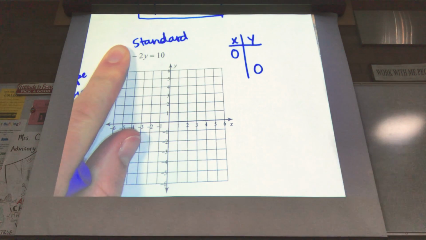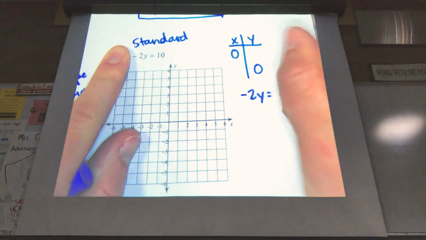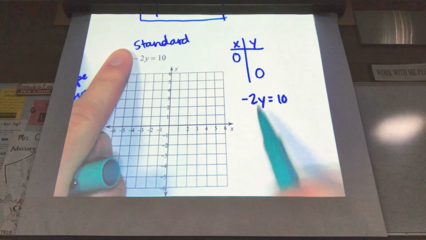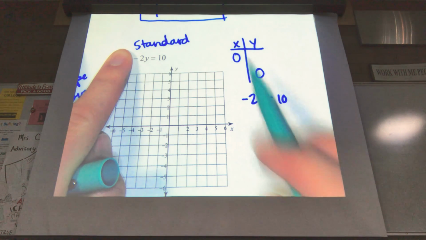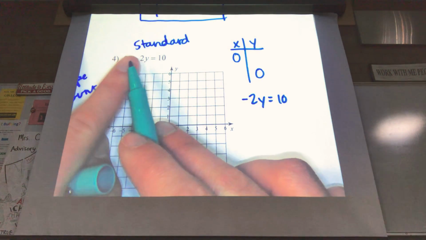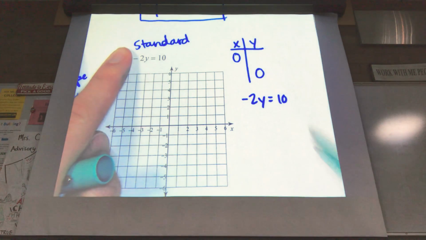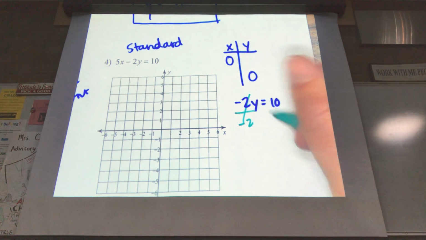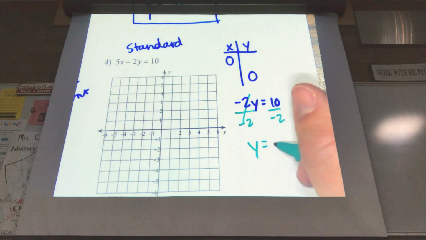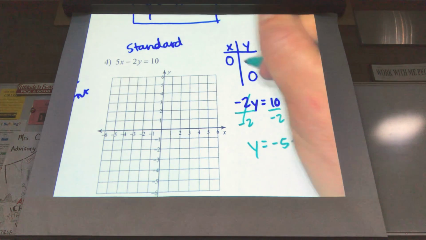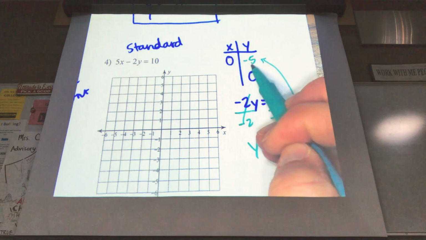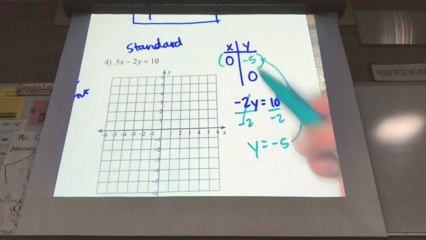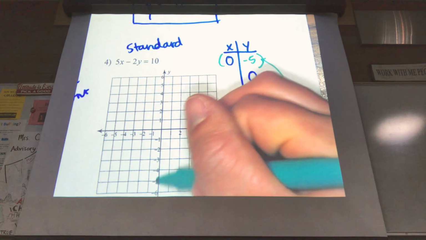So now our equation down here is negative 2y equals 10. Let's go ahead and solve for that. We got rid of our x, so now we just have this equation to solve for y, because when we plug in a 0 for x, 5 times 0 is just 0. That's why it disappears. Let's come down here and solve for y. The opposite of times by negative 2 is divide by negative 2. We know that y is negative 5. When we plugged in a 0 for x, we got negative 5 for y. We can go ahead and put this coordinate point on our graph: 0, negative 5. It's going to be right there.